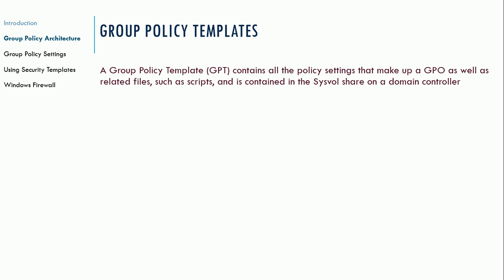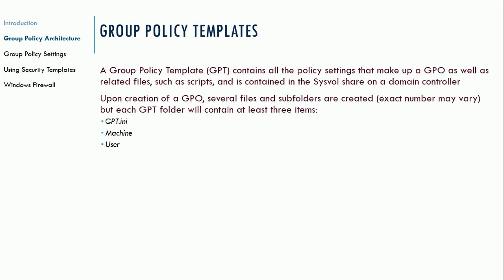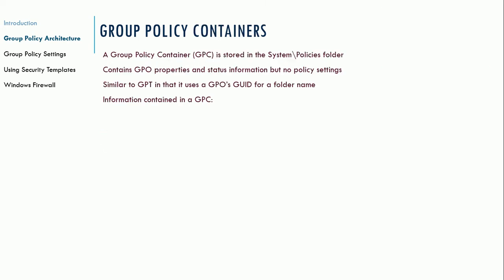So a group policy template has all the policy settings that make up a GPO, as well as related files and scripts, and is contained in the sysvol share in a domain controller, and this is what gets replicated. So this is basically where all of the group policy settings are stored. So upon creation of group policy, there are a couple files that will get created in the GPT folder. You have the gpt.ini, machine, and user that get created. We'll talk more about these files here in a little bit when we look at group policy settings.